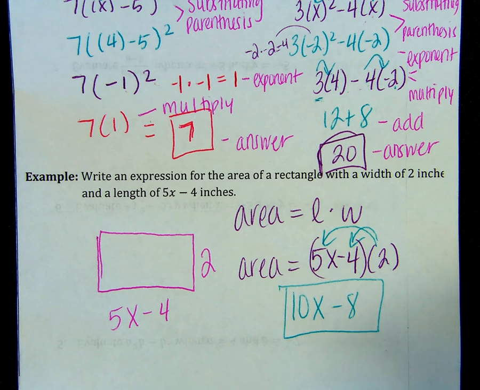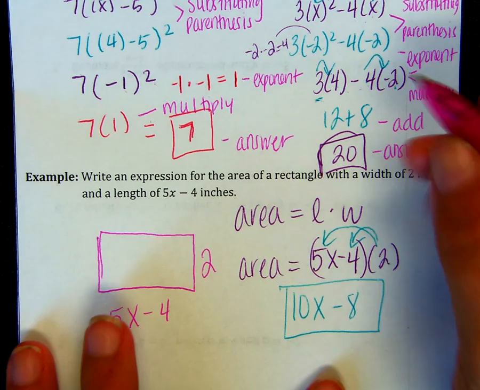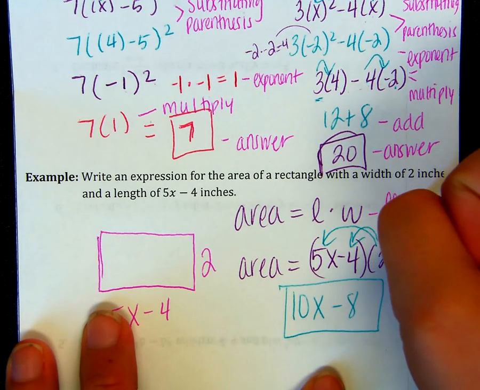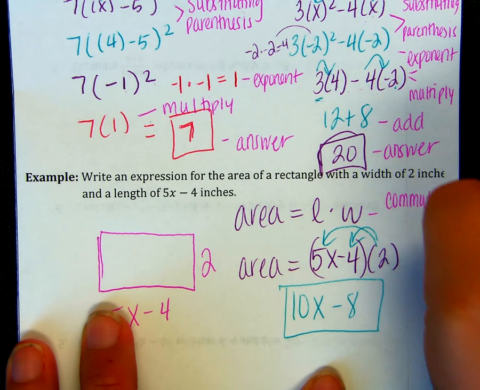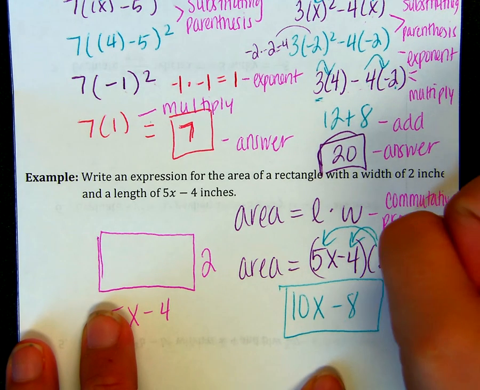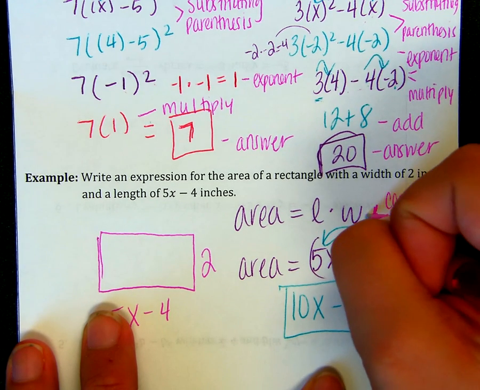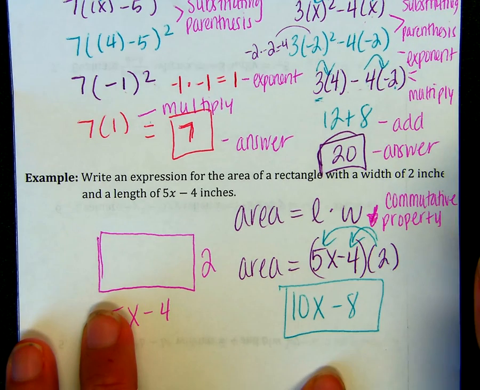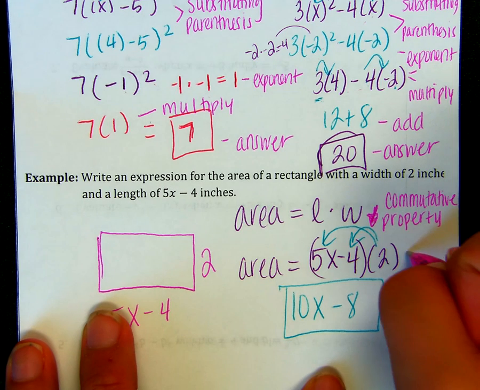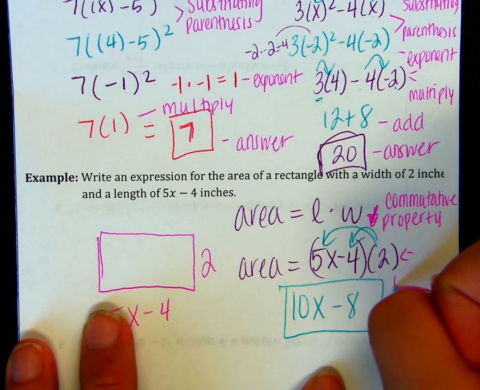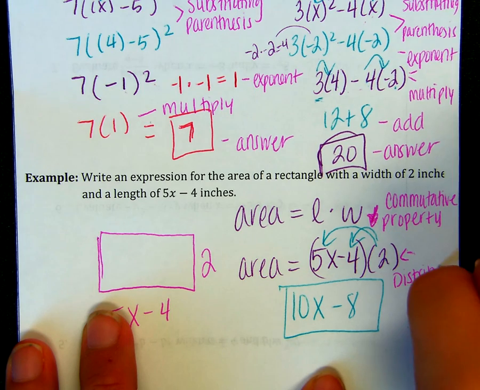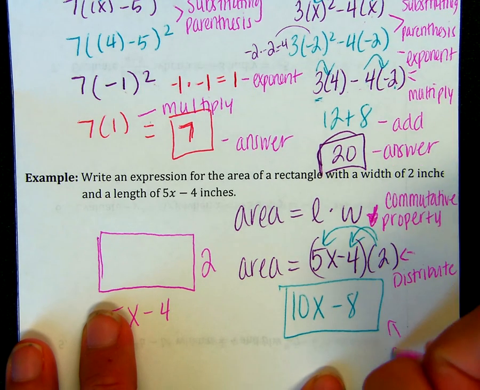Actually, real quick, right off to the side, what happened: this one should actually go here. That's your commutative property, and then we distribute it. And here's your answer.